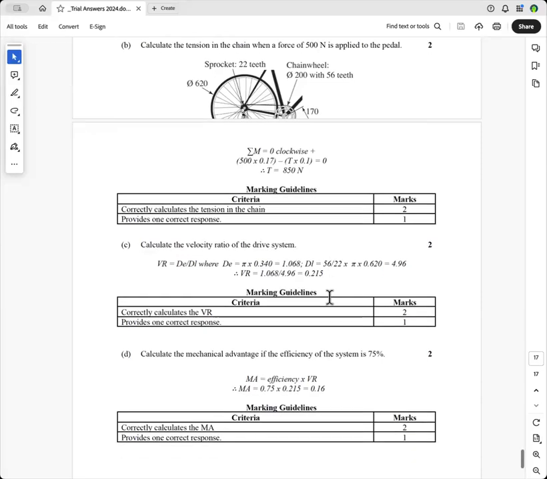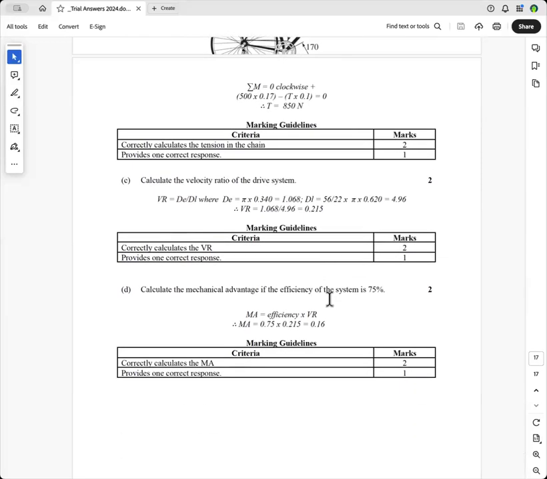Calculate the mechanical advantage. If the efficiency is 75%, you know the mechanical advantage equals efficiency times velocity ratio. And so the mechanical advantage is equal to 0.16.